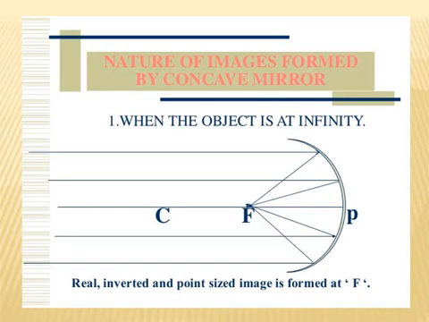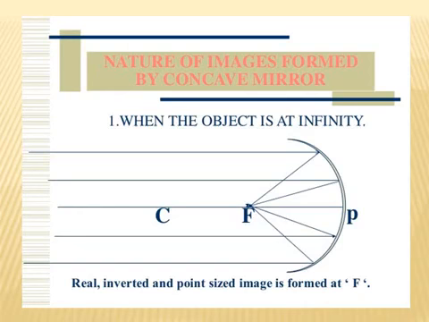Then here is the quality of the image. It is first real. When the image is formed on the reflecting surface side, it is real. Then it is inverted. Then it is point size.